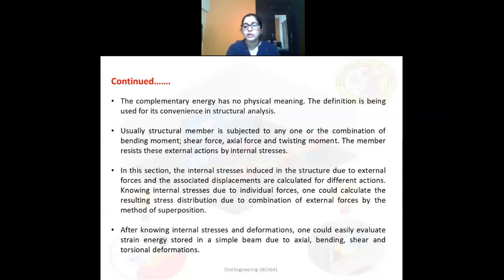After knowing the internal stresses and deformation, one could easily evaluate the strain energy stored in a simple beam due to axial forces, due to bending, shear, as well as torsional deformation.